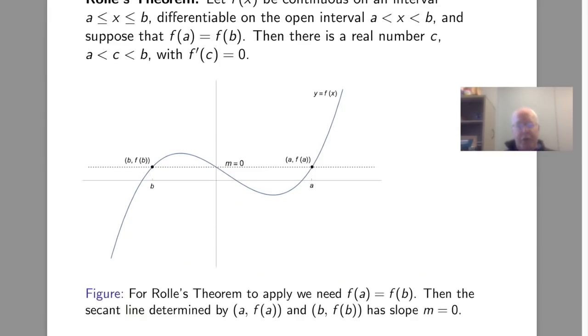So here's an illustration of Rolle's theorem. In this picture, we have drawn a function f, and we've taken 2 points b and a, and you can see the secant line joining (b, f(b)) and (a, f(a)) is horizontal. So f(b) and f(a) are equal for this function. And then Rolle's theorem says that there are some points between b and a where the derivative is equal to 0.